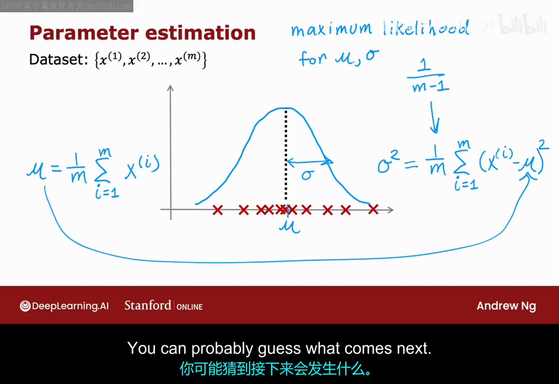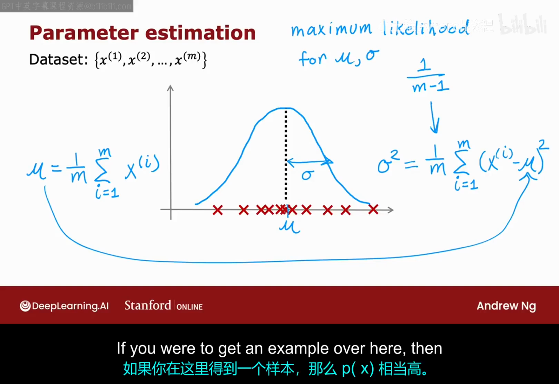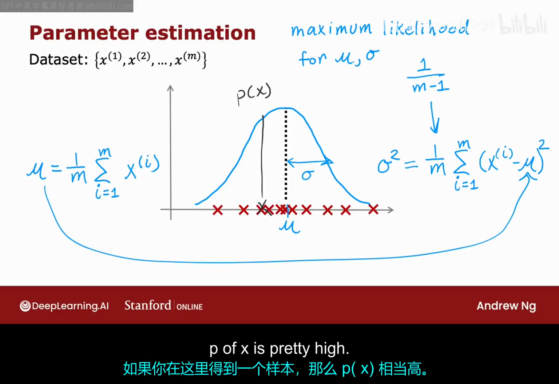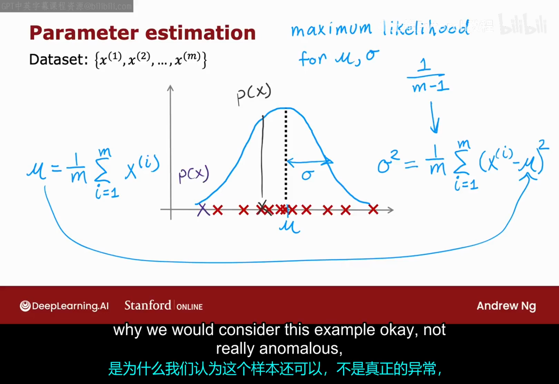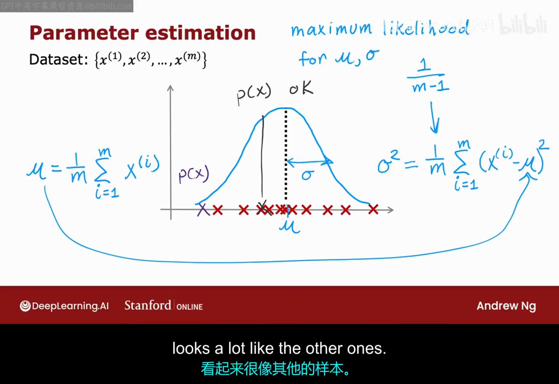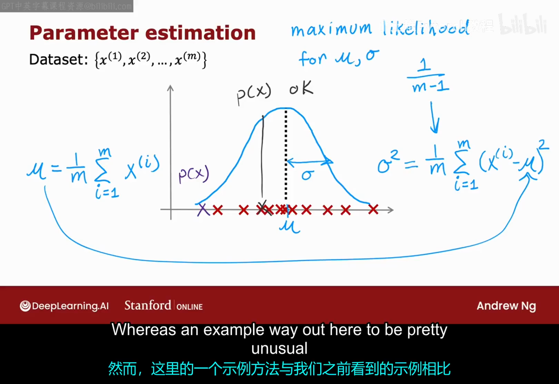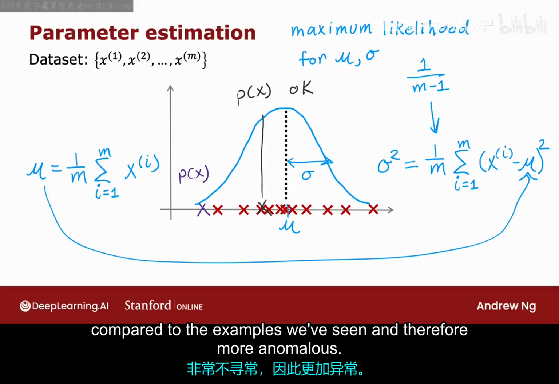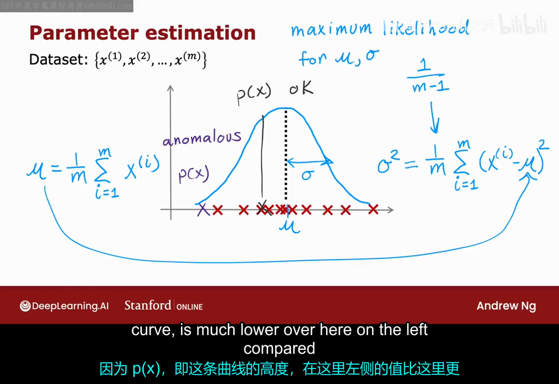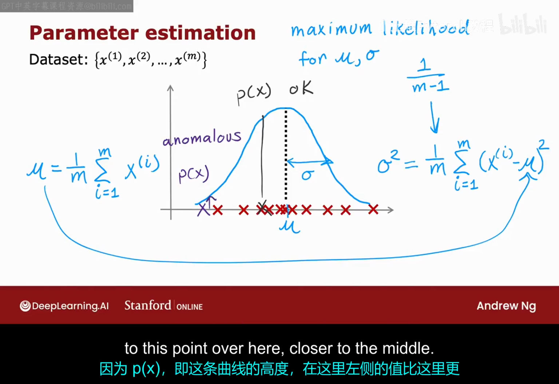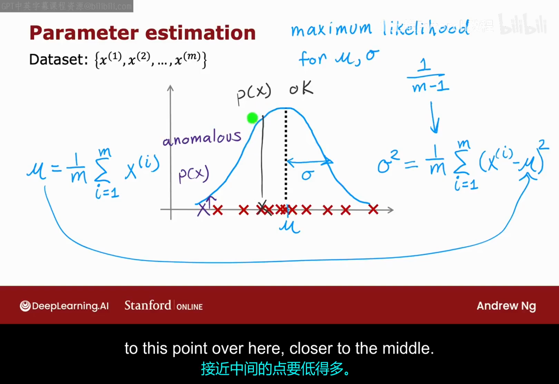You can probably guess what comes next. If you were to get an example over here, then P of x is pretty high. Whereas if you were to get an example way out here, then P of x is pretty low, which is why we would consider this example okay, not really anomalous, looks a lot like the other ones. Whereas an example way out here would be pretty unusual compared to the examples we've seen and therefore more anomalous. Because P of x, which is the height of this curve, is much lower over here on the left compared to this point over here closer to the middle.